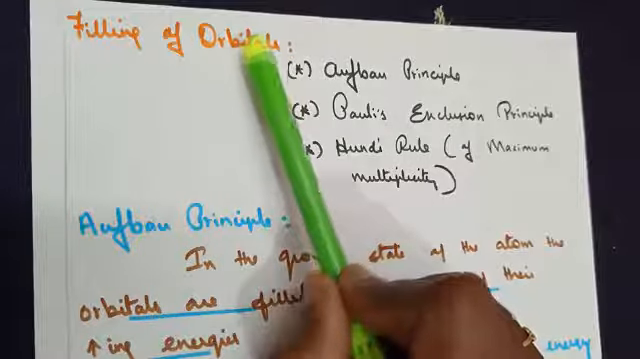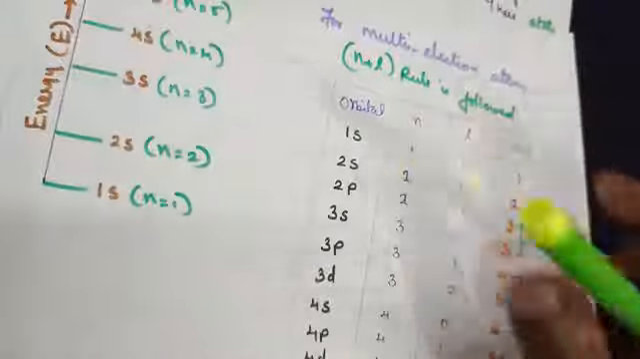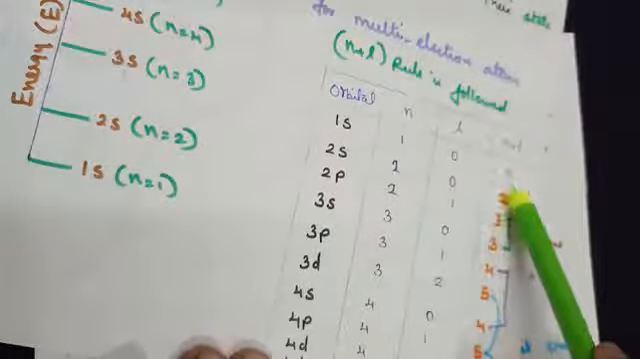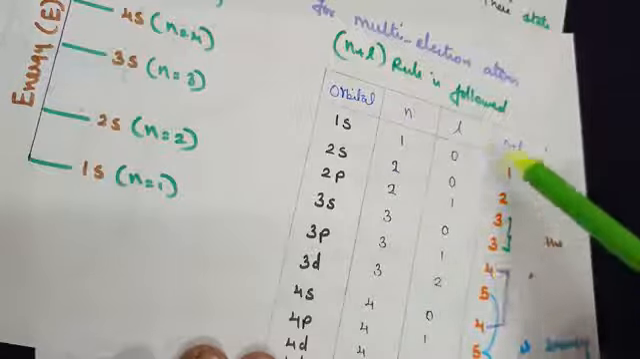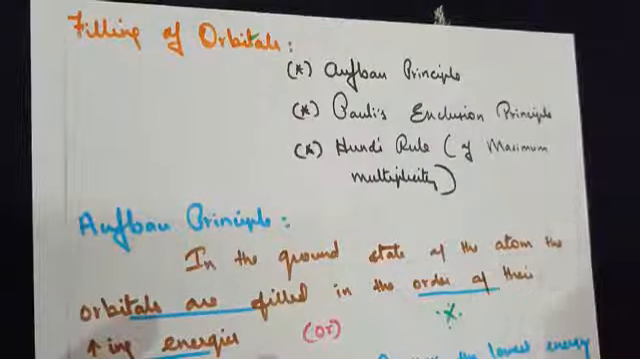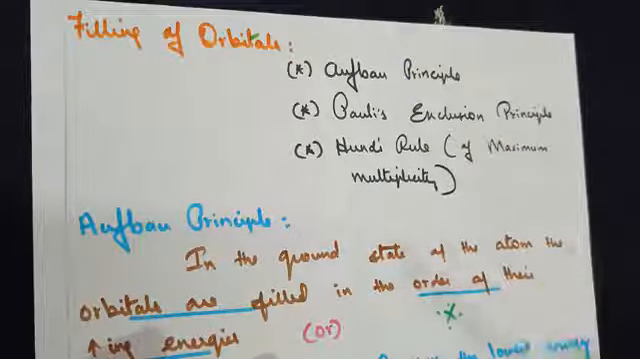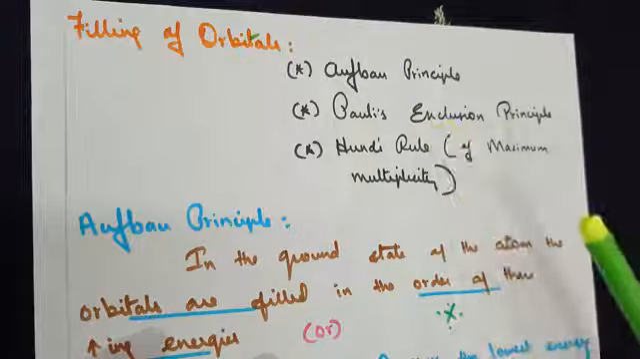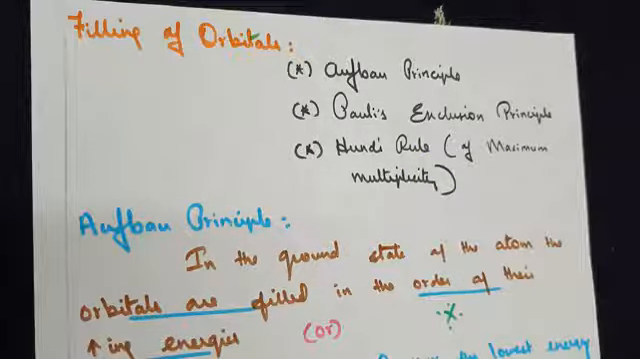In the previous class, you have learned how to calculate the energies of the orbitals by following the n plus l rule. So there you have calculated how each orbital attains its energy. After attaining the energy, these energies should be distributed to the number of electrons within the orbitals by following three different principles: Aufbau principle, Pauli's exclusion principle, and Hund's rule of maximum multiplicity.